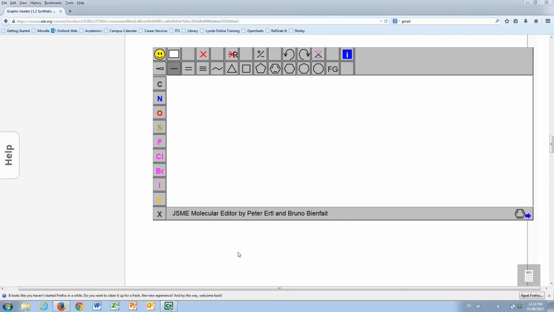This video demonstrates the use of JSME. JSME is a computer program, and the letters stand for JavaScript Molecular Editor. This is a program that was written by Peter Ertl and Bruno Bienfait, and I hope I'm pronouncing those names correctly. But this is a really nice application, and if you visit many chemistry sites around the internet, you will encounter JSME as part of many of those sites.